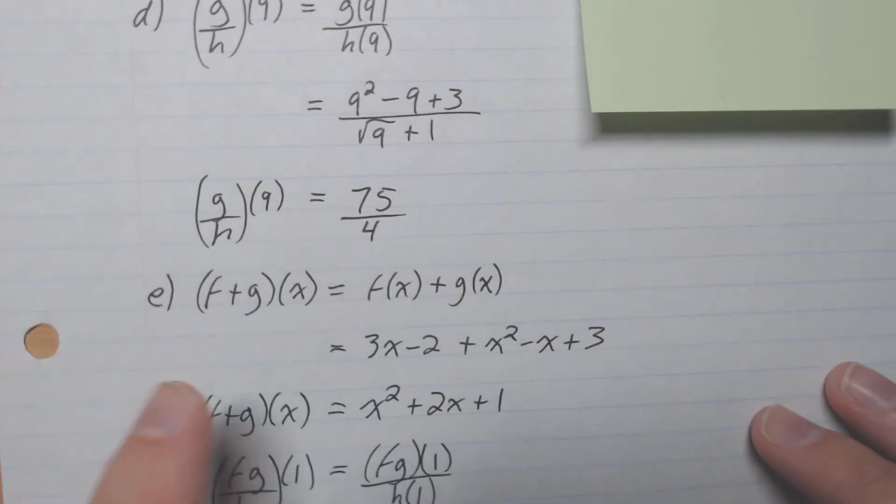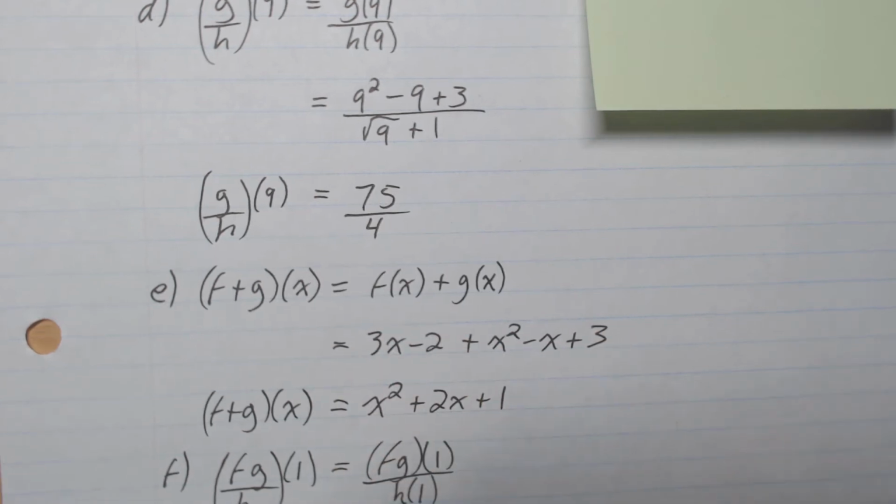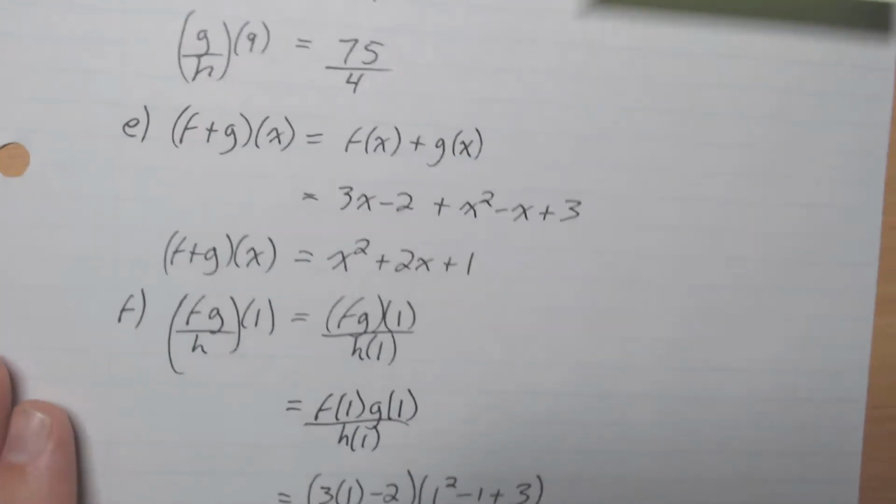Okay, e, f plus g of x, so this is f of x plus g of x. f of x is 3x minus 2. g of x is x squared minus x plus 3. So we notice we have x squared plus 2x plus 1, like that.